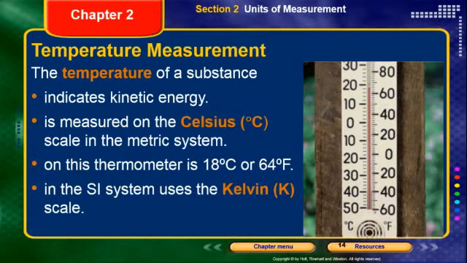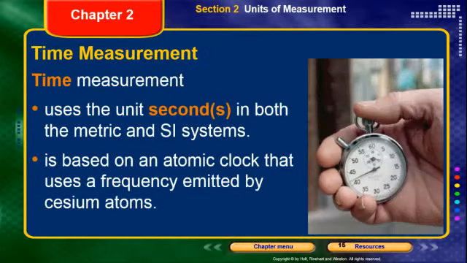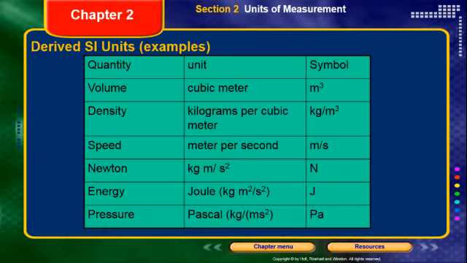All right, but if we're going to use the SI system, we would say Kelvin. We wouldn't say degrees, we would say Kelvin. Okay. If we're talking about the measurement of time, we use seconds in both systems, metric and SI. And it's actually based on an atomic clock that uses a frequency emitted by pulses emitted from a cesium atom, or a group of cesium atoms, because it's particularly consistent.